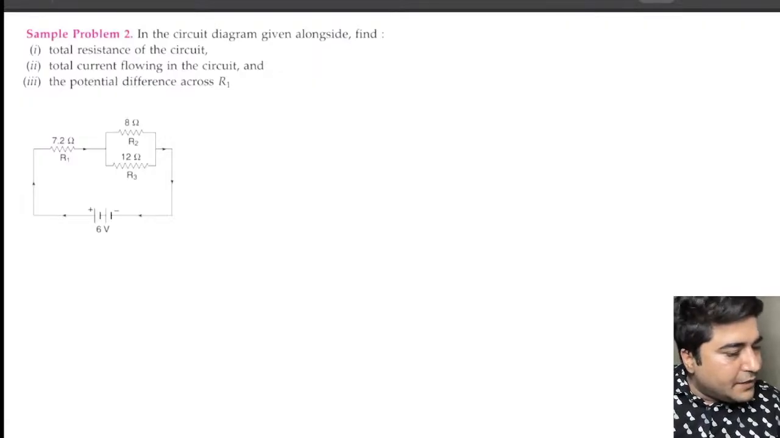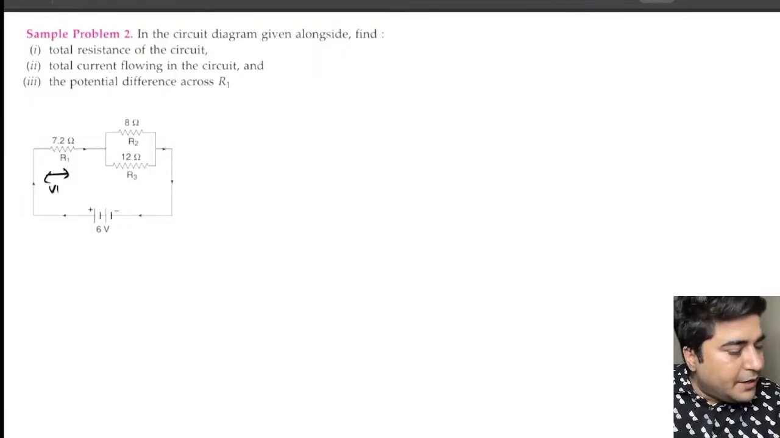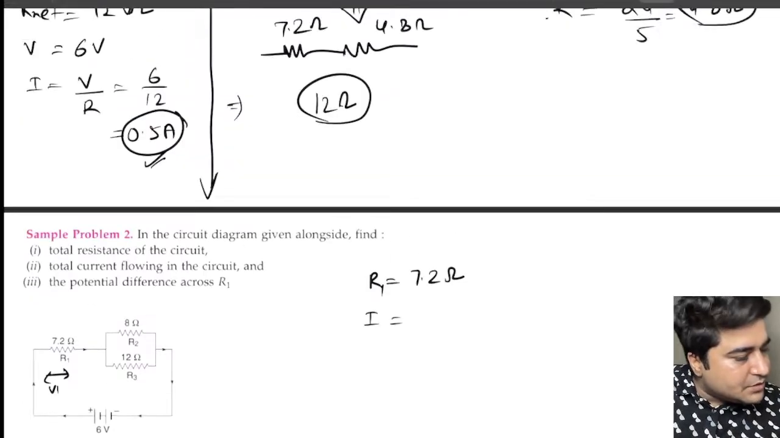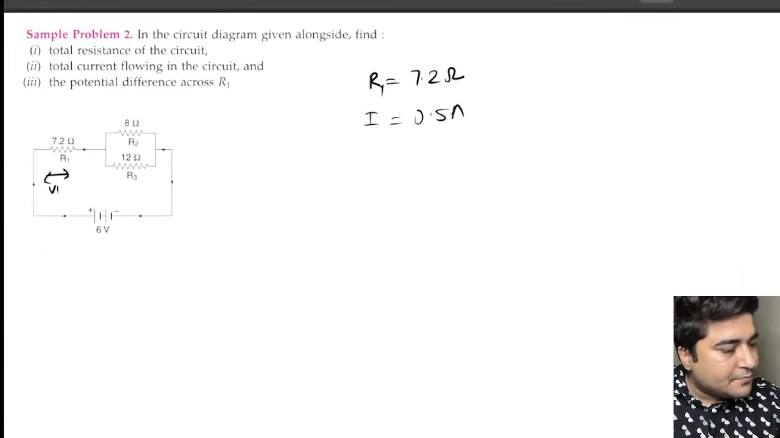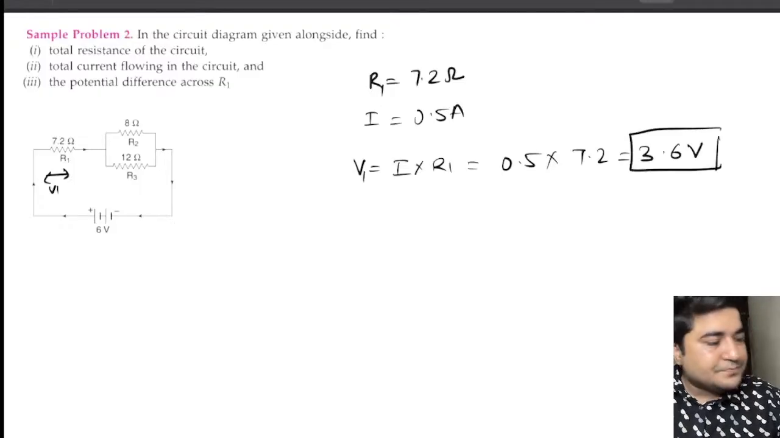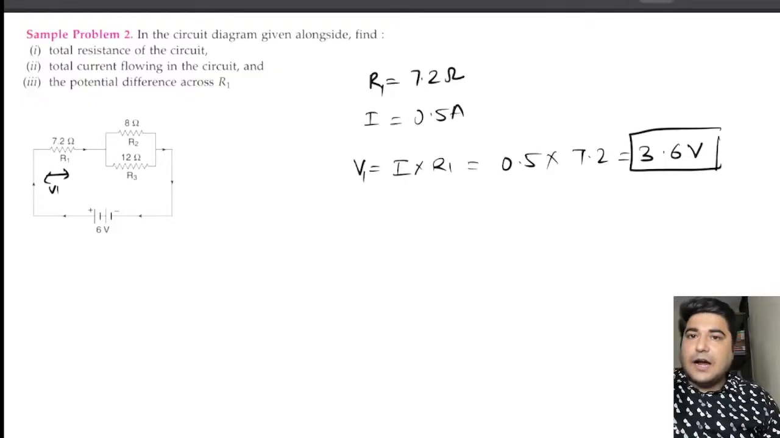But we are supposed to calculate the potential difference across this resistance. So we already know the value of resistance R1, 7.2 ohms, and the value of current is known to us, which was 0.5 amperes. Now solving these values together, V1 is equal to I into R1, that is 0.5 into 7.2, which is 3.6 volts. Now calculating the values for R2 and R3 as well.